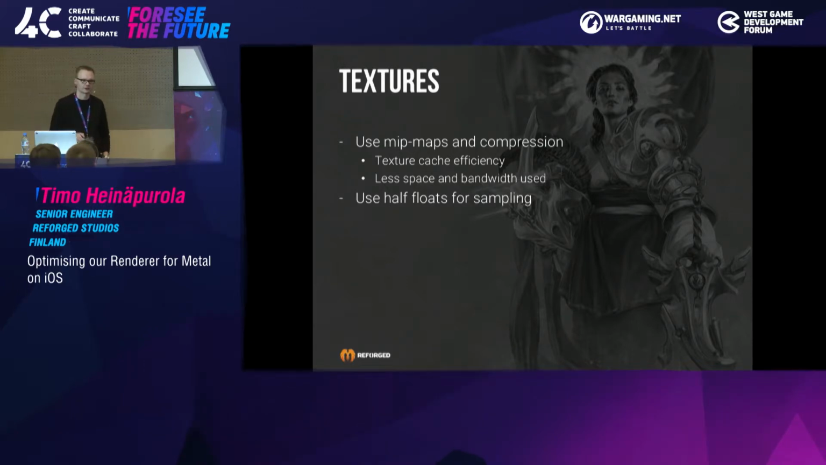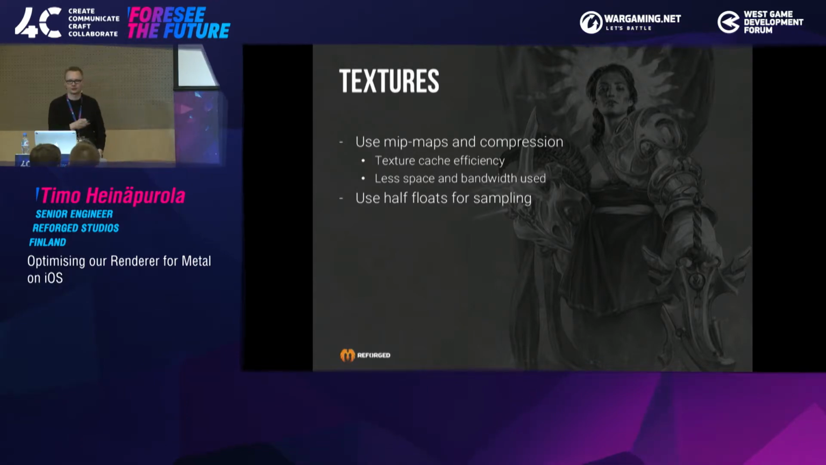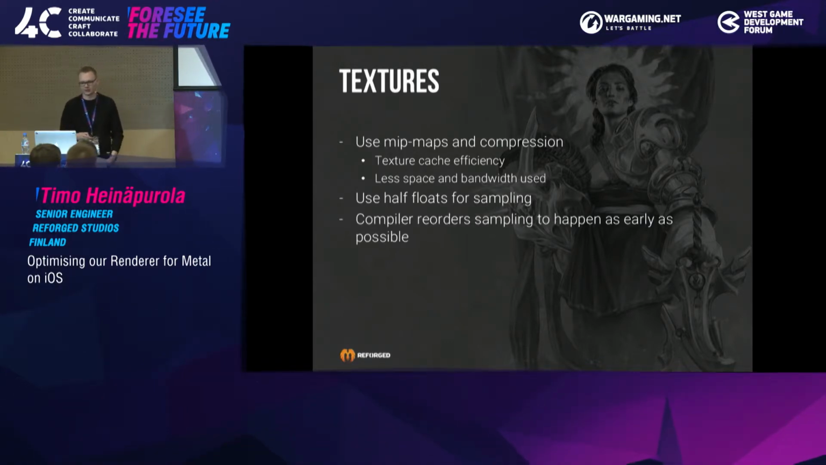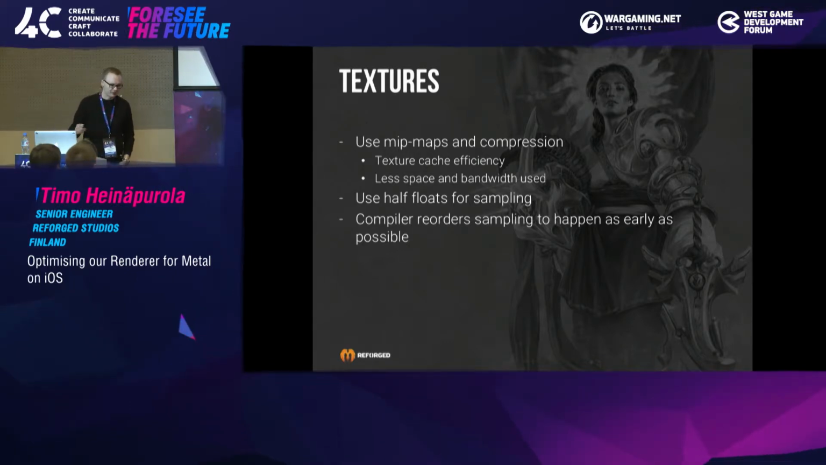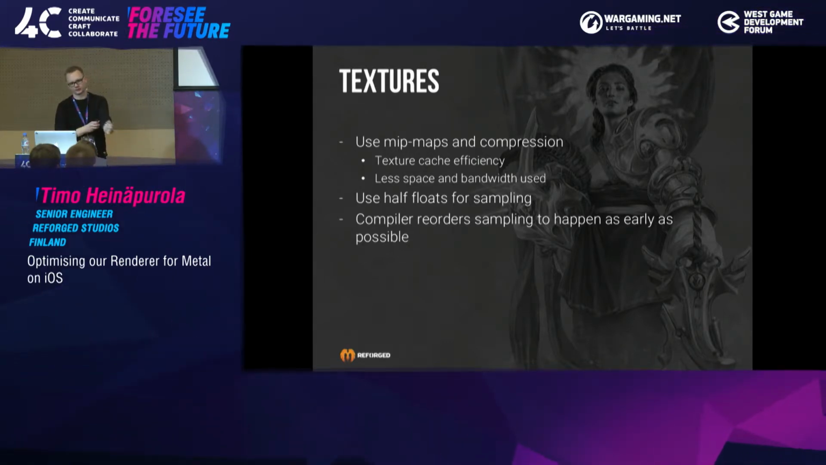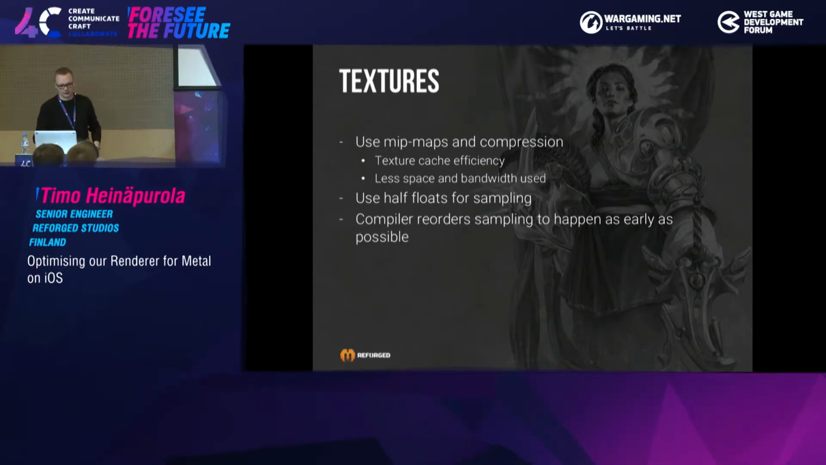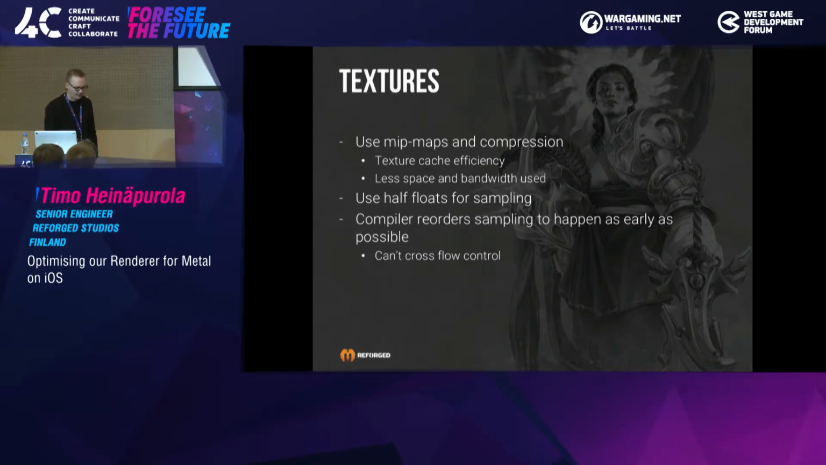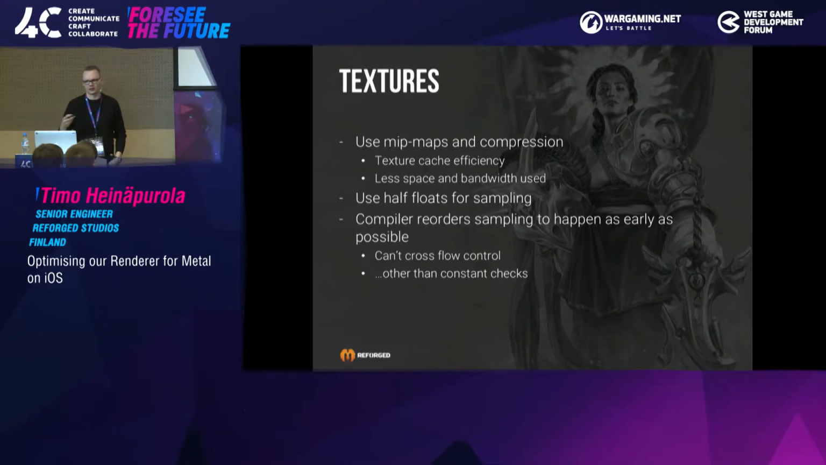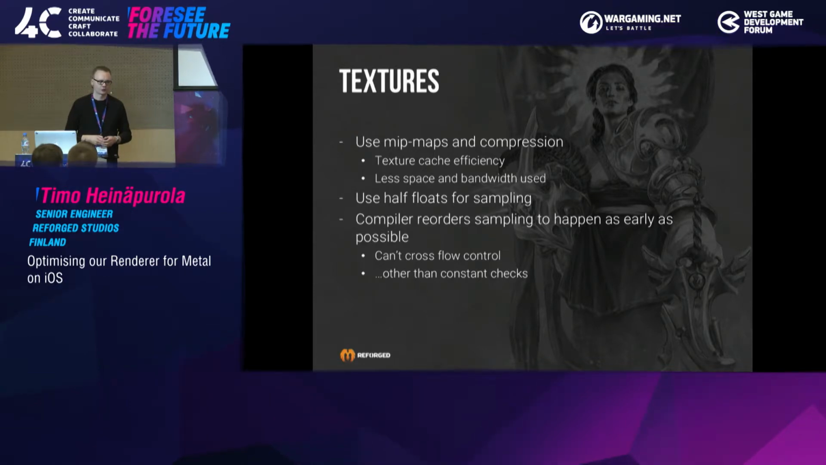Use half floats for sampling. So define your samplers so that they actually return half floats, because that allows you to minimize the amount of registers used for sampling textures. But don't spend a lot of time reorganizing your texture samples, because the GPU or the compiler does a really good job at that. The caveat is that it cannot cross dynamic flow control. Of course, it can cross static flow control because the compiler can move the block out, but dynamic flow control, that's something you need to pay attention to.